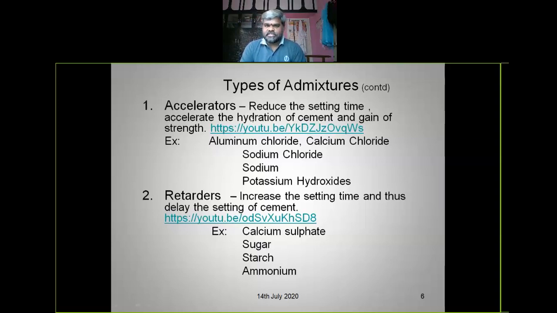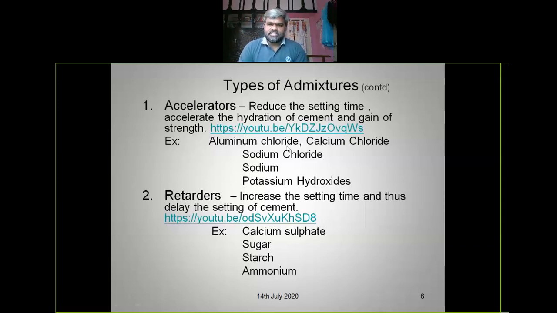What are the accelerators? These accelerate the setting time, so they reduce the setting time. It has written: accelerate the hydration of cement and gain the strength. That is what accelerators mean: reduce setting time means accelerate, means early strength.